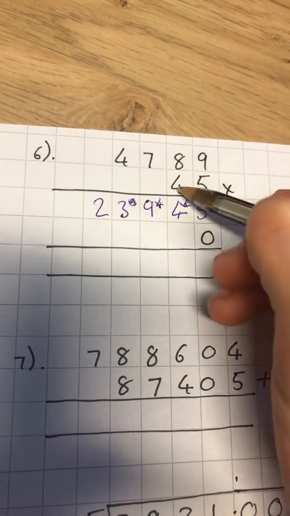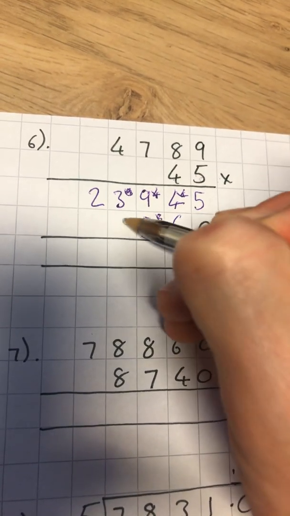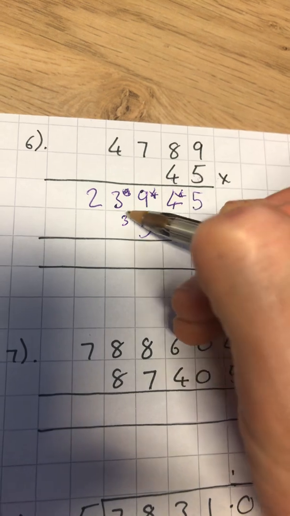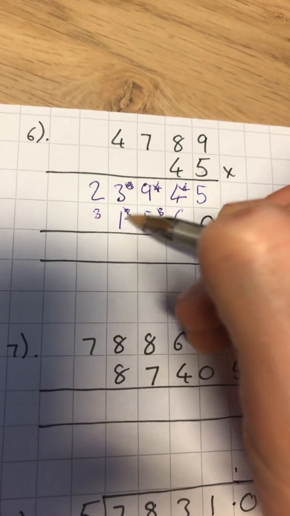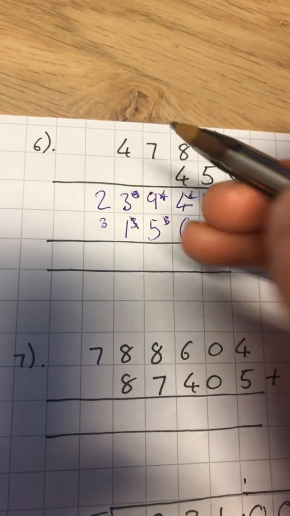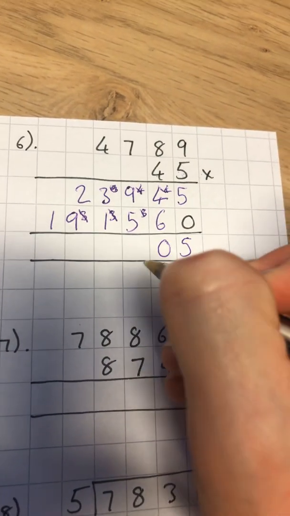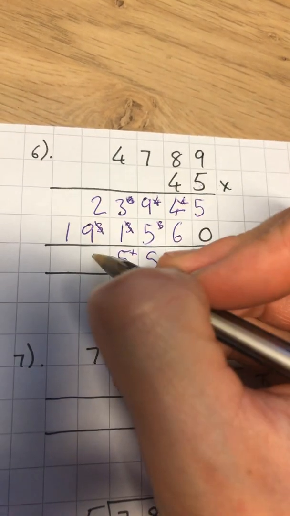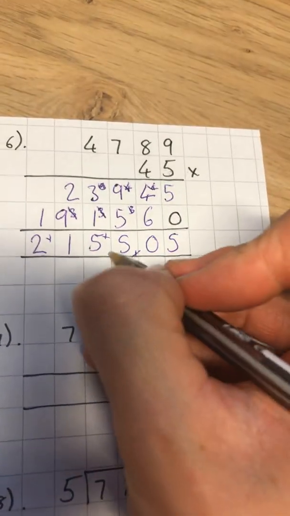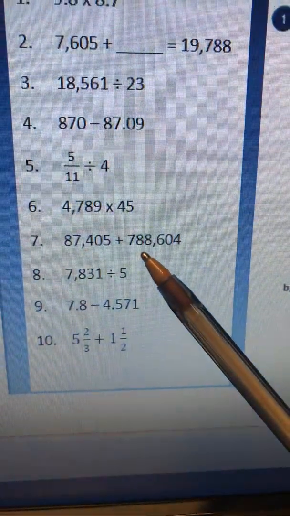Now I'm timesing by the 4. 4 times 9 is 36. 4 times 8 is 32. Add the 3 makes 35. 4 times 7 is 28. Add the 3, my 28 add 3 is 31. 1 in my head. And 4 times 4, 4 squared is 16. Add the 3 makes 19. And now I can add those. Said it'd be a big number. The answer is 215,505.